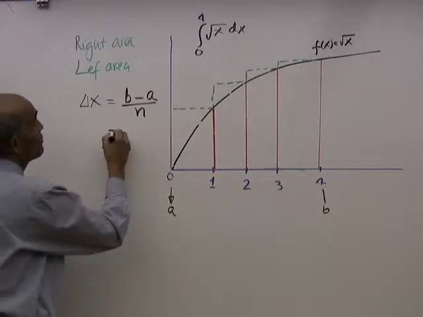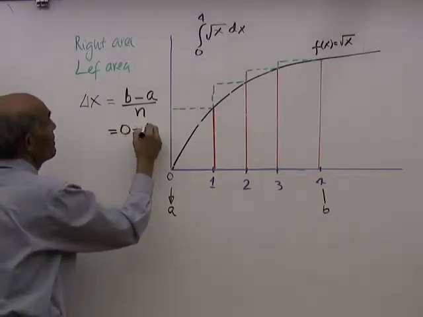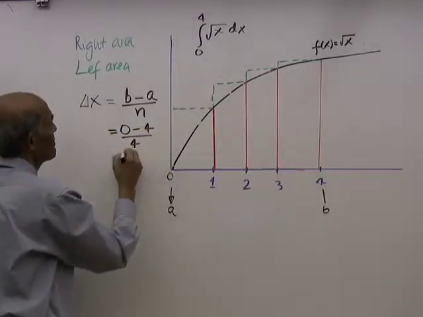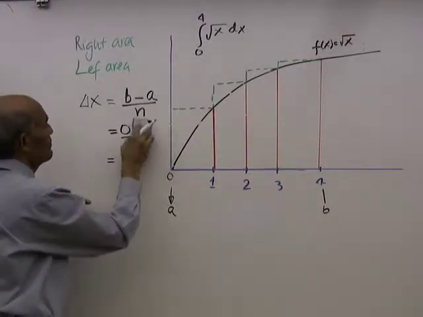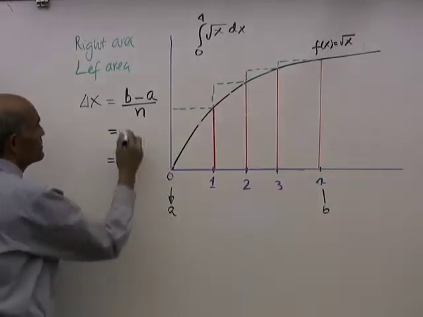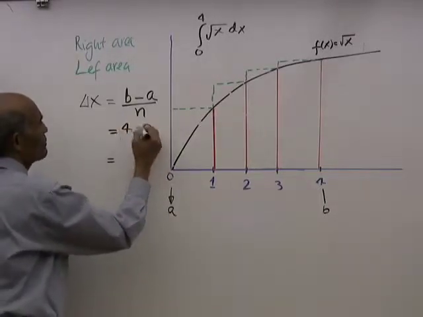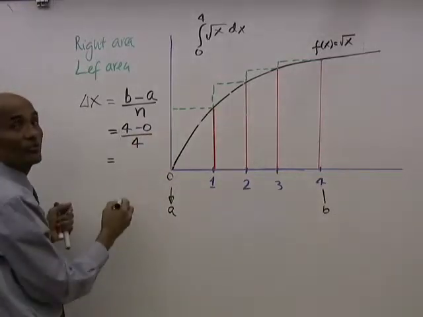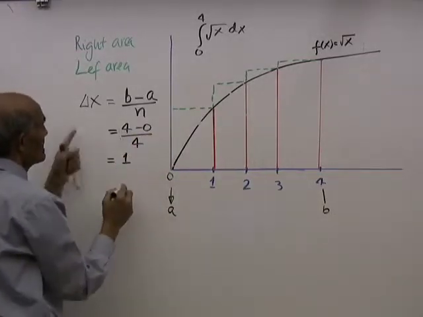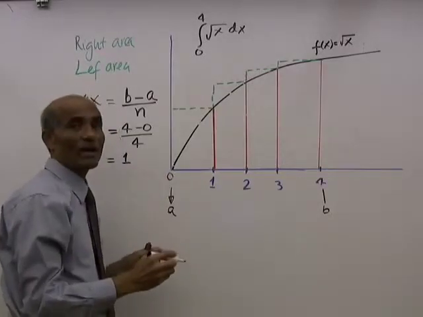Alright, so first we obtain the width of a rectangle as delta x equal to b minus a over n, and in this case it is 4 minus 0 divided by 4. We don't need a negative value here. So that will be 4 minus 0, b minus a, over the number of rectangles, which is 4, and that will be 1. So delta x equals 1.